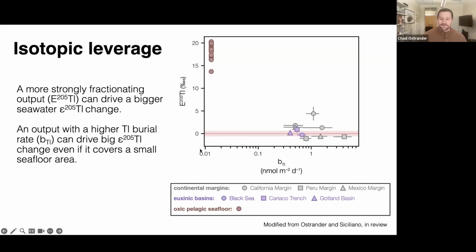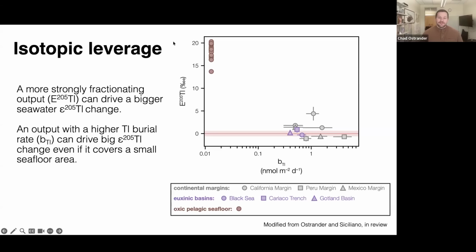The x-axis rather here, this is the thallium accumulation rate in these sediments. And so some sediments, like sediments forming in euxinic basins and in modern upwelling zones, they actually bury thallium quite fast. The thallium removal efficiency is really fast. There's really no large isotope fractionation. You can see that with the little movement on the y-axis. The manganese oxides remove thallium extremely slowly. So there's a lot of isotopic leverage with this output.